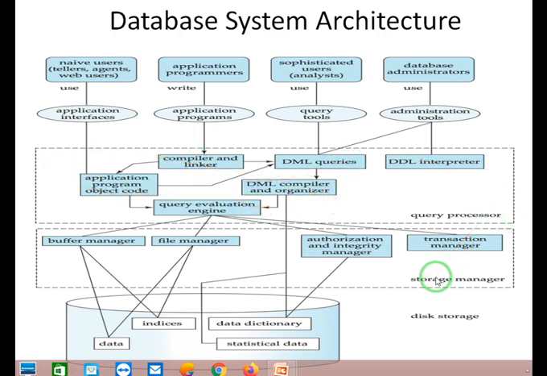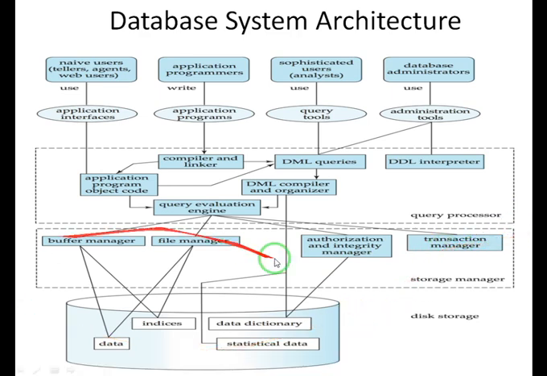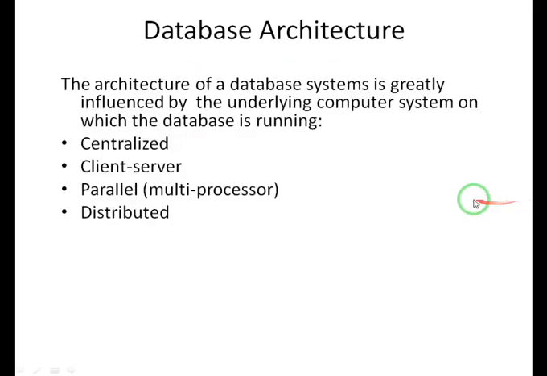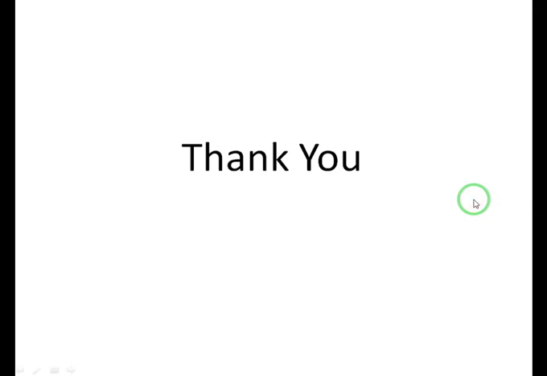Now second part is the storage manager. In this, buffer manager, file manager, authorization and integrity manager, and transaction manager come. We already discussed all the functions of this storage manager, and at last there is the disk storage, that is your database, and in this database, data, indices, data dictionary and statistical data get stored. So this is the overall database system architecture. Hope all of you are getting all these points clearly.